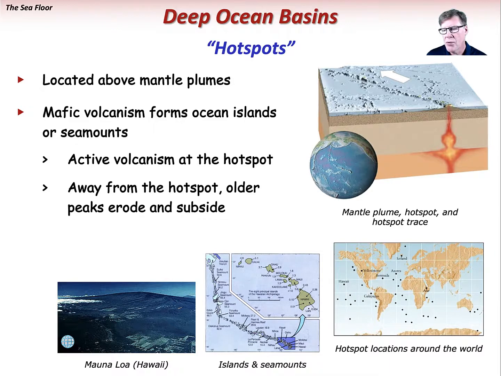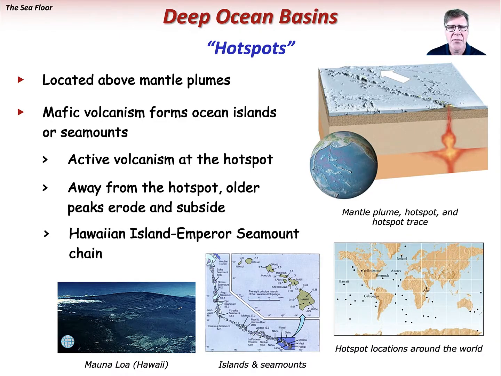If the volcanic mountains were originally islands, then over time they eventually will become seamounts. The Hawaiian Islands and Emperor Seamounts are famous examples of a volcanic chain of islands and seamounts formed over a long-lived hotspot. Many other oceanic hotspots exist all over the world, including Iceland, the Galapagos Islands, Easter Island, etc.